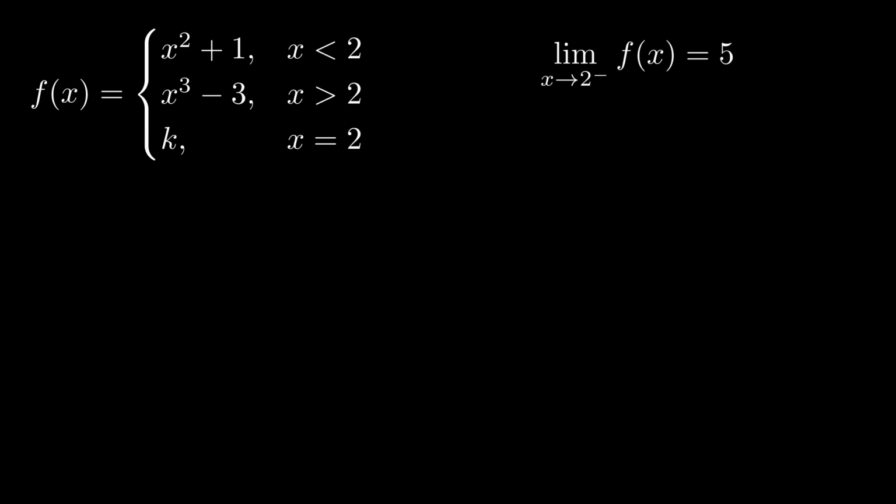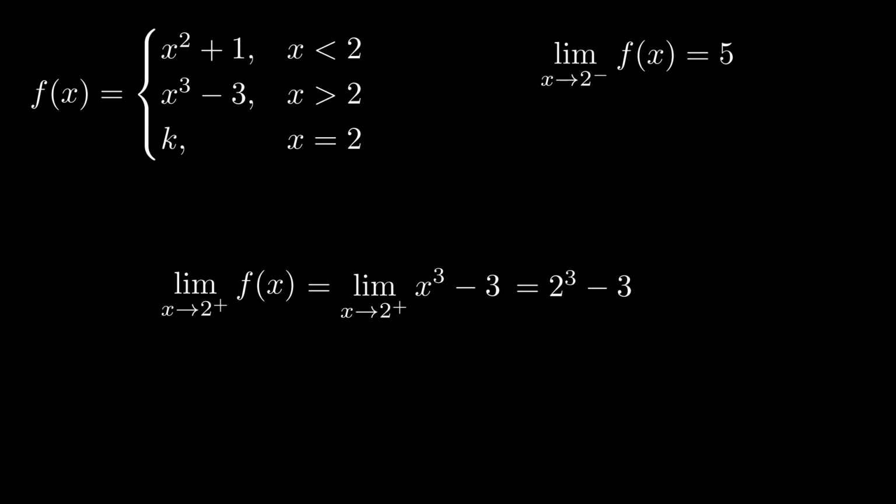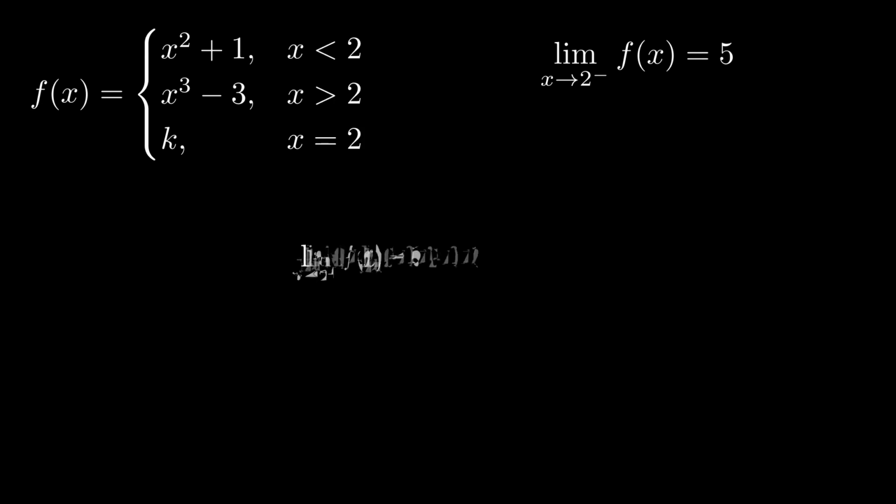Now let's compute the limit as x approaches 2 from the right. To the right of x equals 2, f of x is equal to x cubed minus 3. And so when we compute the limit as x goes to 2 from the right of f of x, we compute the limit as x approaches 2 from the right of x cubed minus 3. Again, this is a polynomial, and so we can simply just plug in x equals 2 in order to compute that limit. And this equals 2 cubed minus 3. 2 cubed is 8, 8 minus 3 is 5. And so the limit as x approaches 2 from the right of f of x is equal to 5.